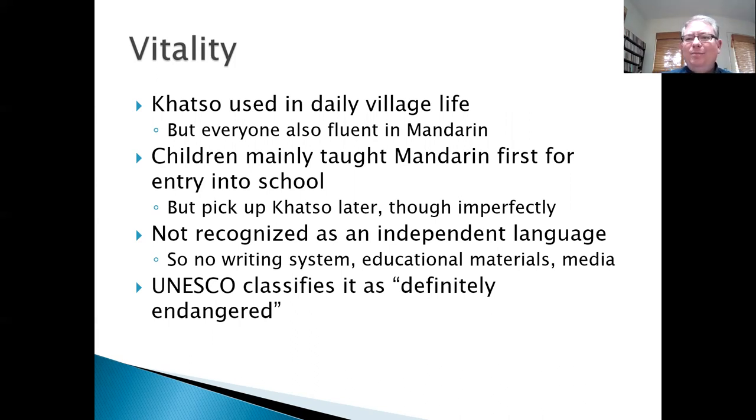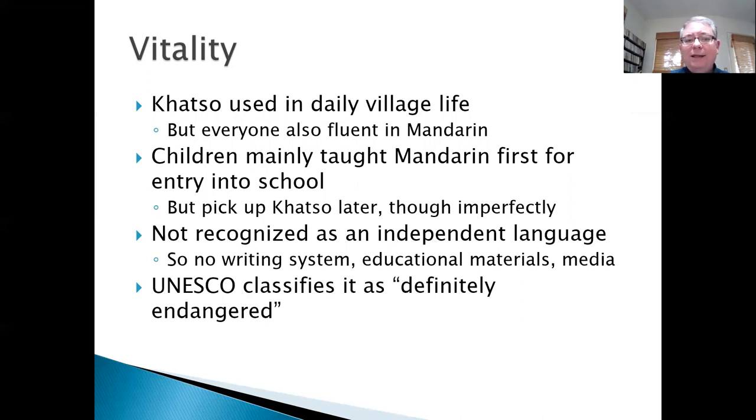Now there's a benefit to being isolated in your own little village. That meant that the language was basically untouched for a long time and evolved in its own way. But today that makes it a prime target for language endangerment. Khatso is still used every day in the village by most everyone, but everyone is also fluent in Mandarin, and you cannot get through a whole day without speaking Mandarin for one reason or another. Children now are basically taught Mandarin first before Khatso, so that they know Mandarin well before they start school.